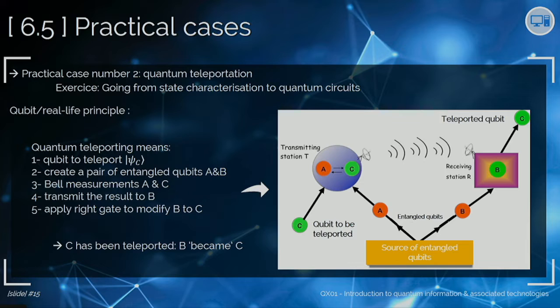But on the other hand, we can do that on a single qubit, and in fact, it has been done on photons. We managed to teleport the state of photons. But let's take a step back. What is the system? What do we want to do? The easiest system needs 3 qubits. Say your qubit C is the one you want to teleport. And then you need a source of entangled qubits, A and B.